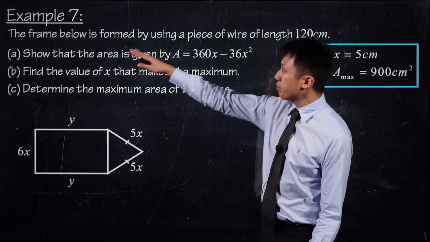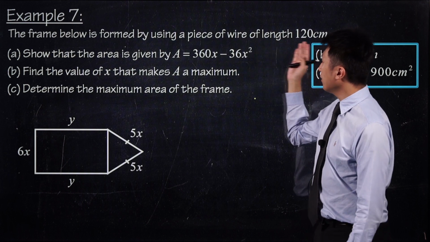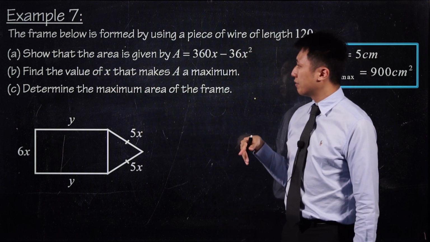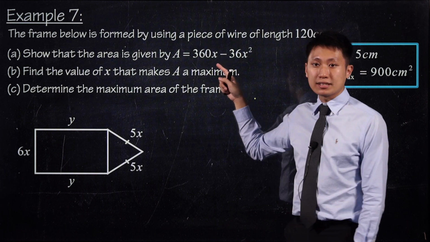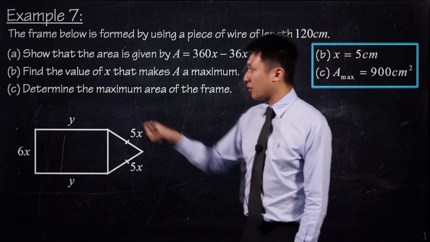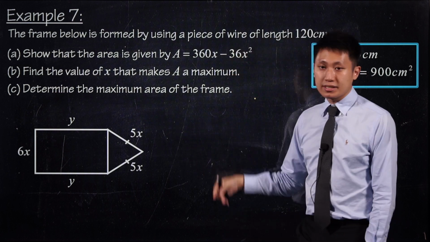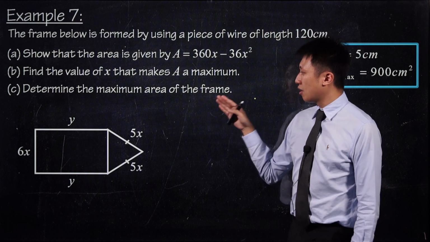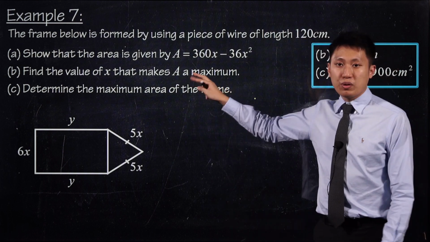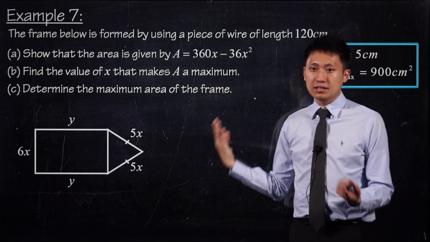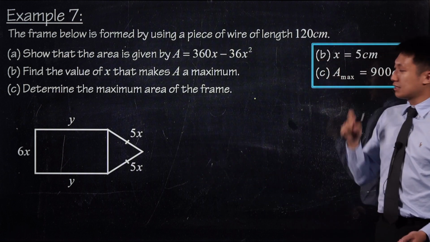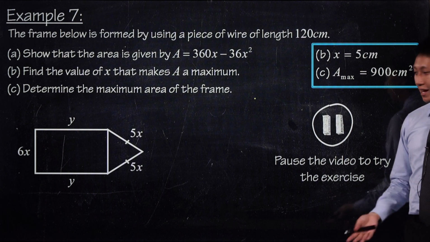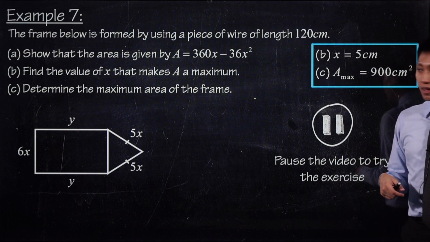So a frame below is formed by using a piece of wire of length 120 cm. Show that the area is given by A equals 360x minus 36x squared. B, find the value of x that makes A a maximum, and C, determine the maximum area of the frame. Normally we do B and C together, but this question is separate, so it's fine. So the answer is given here, and pause the video to try it. If you have tried and you can't, then we do it now.